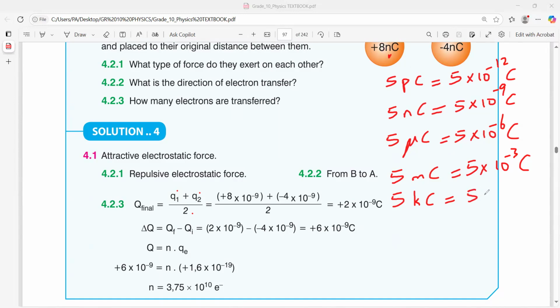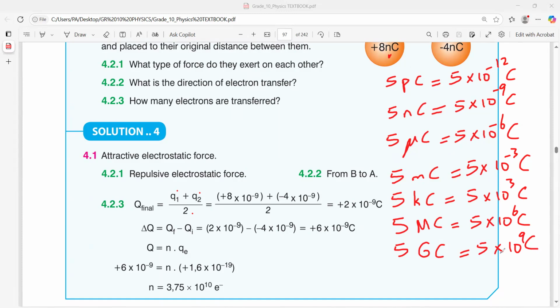And then 5 times 10 to the power of 3 coulombs. And then 5 kilo, done. After that, mega, million coulombs. 5 times 10 to the power of 6 coulombs. And what else do we have? Giga. 5 GC. 5 times 10 to the power of 9 coulombs. And then we have 5 teracoulombs. Teracoulombs is equal to 5 times 10 to the power of 12 coulombs.